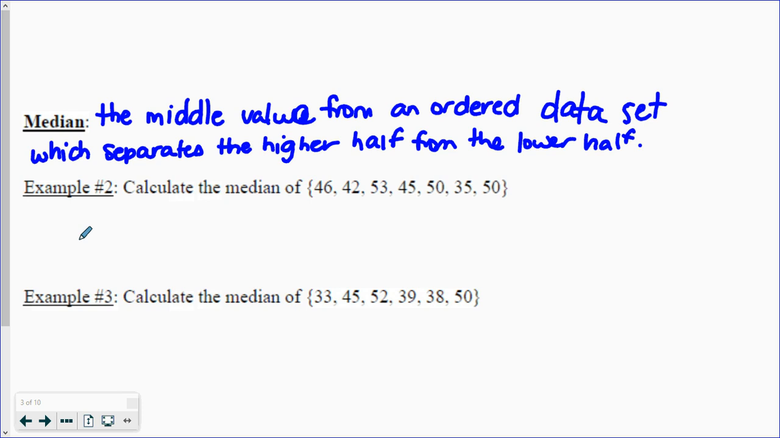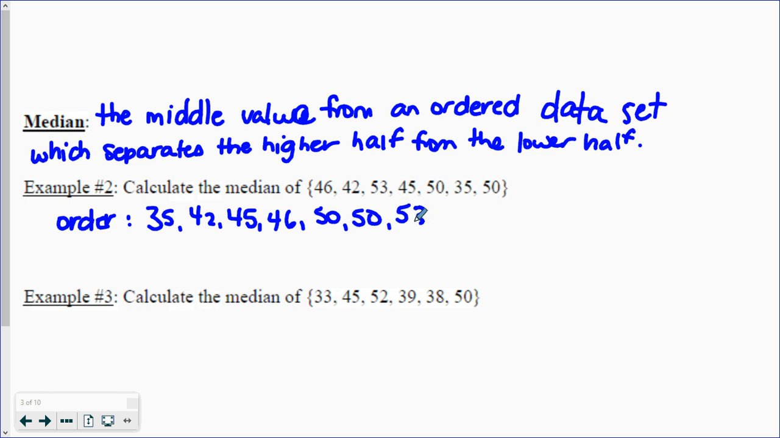So the next one here, it says calculate the median of 46, 42, 53, 45, 50, 35, 50. And so what we need to do first is order this, so putting from lowest to highest. If we order that, the lowest number is 35, we have 42, 45, 46, we have a 50, then we have another 50. Yes, we do need to write it twice since we have that number in there twice. And then we have a 53.